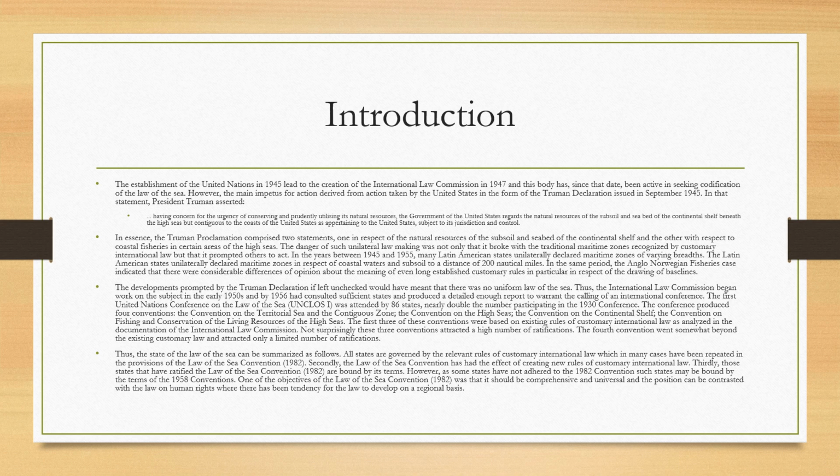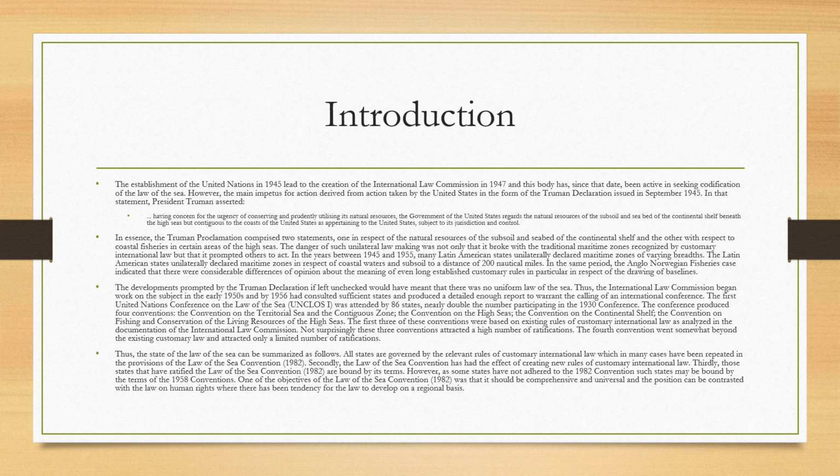The developments prompted by the Truman Declaration, if left unchecked, would have meant that there was no uniform law of the sea. Thus, the International Law Commission began work on the subject in the early 1950s and by 1956 had consulted sufficient states and produced a detailed enough report to warrant the calling of an international conference. The first United Nations Conference on the Law of the Sea, UNCLOS-I, was attended by 86 states, nearly double the number participating in the 1930 conference.